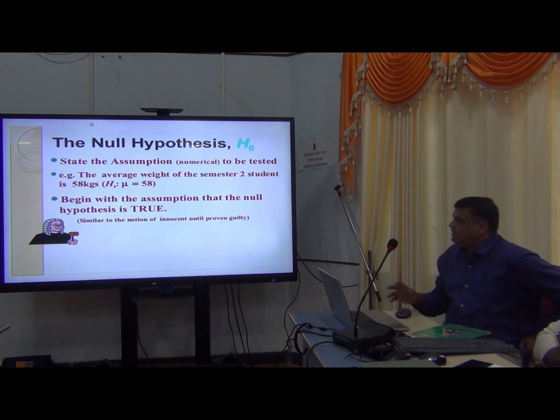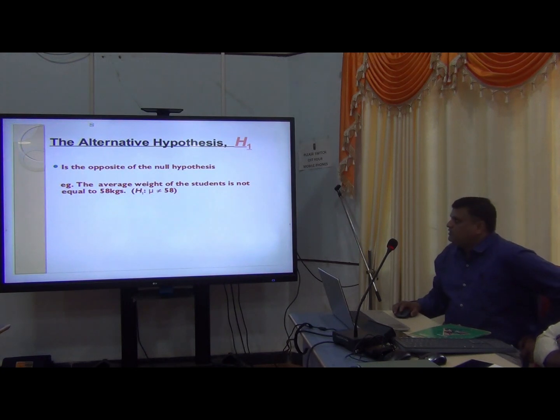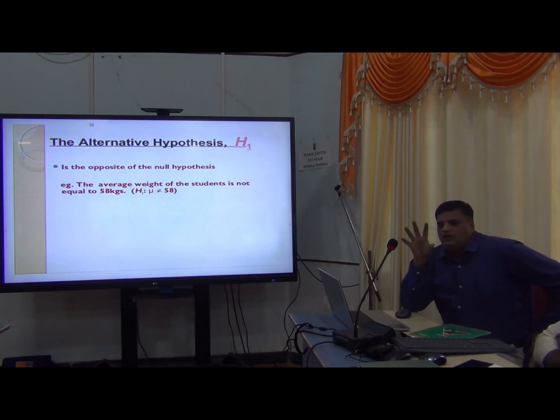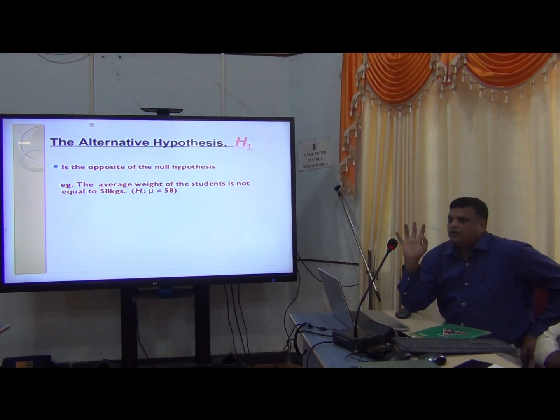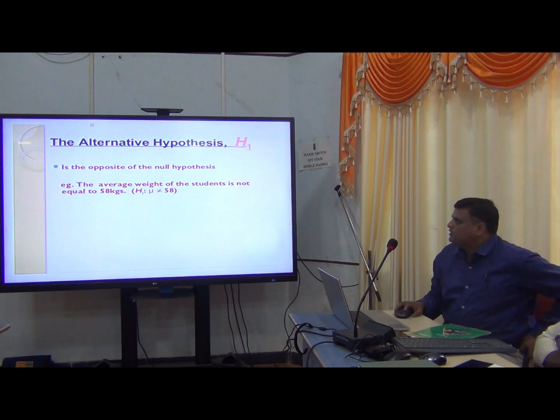We always say that we begin with the assumption that the null hypothesis is true, which is similar to the notion of innocent until proven guilty. The alternative hypothesis is always opposite of the null hypothesis. After this, you take a decision whether to reject or to accept the null hypothesis. Always you have to do it for the null hypothesis. You cannot reject or accept the alternative hypothesis. So whether you reject or accept, make sure that it is done only for the null hypothesis. It is always opposite to the null hypothesis.